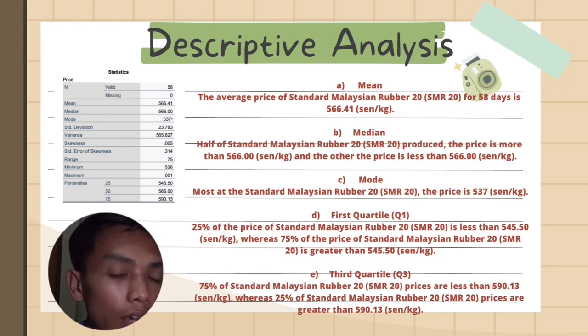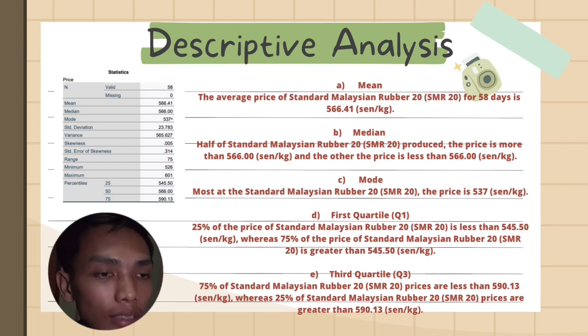And the next is the first quartile. The first quartile is a value where 25% of the observations are lower and 75% are higher in the data set. In this data, 25% is less than 545 cent per kilo and 75% is greater than 545.5 cent per kilo. This is for the first quartile.